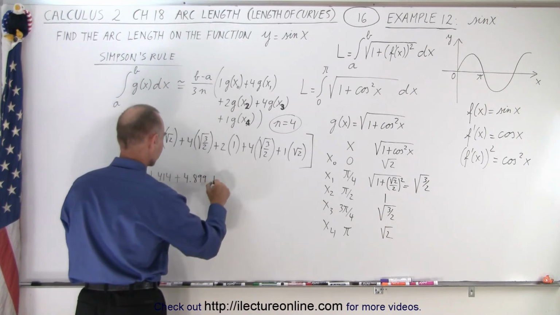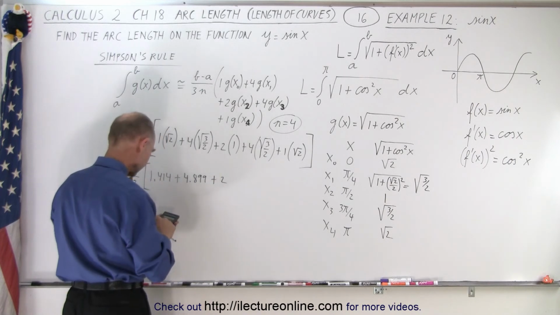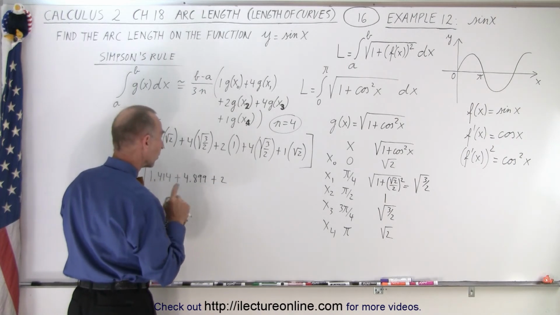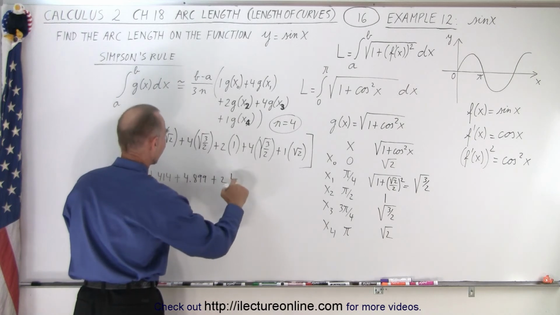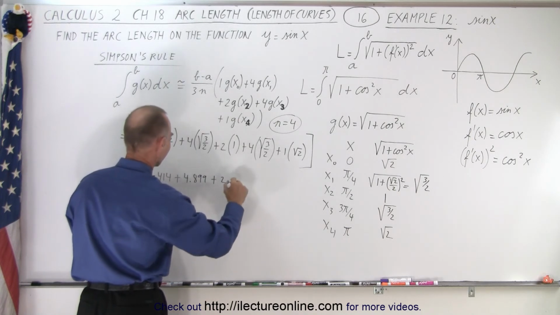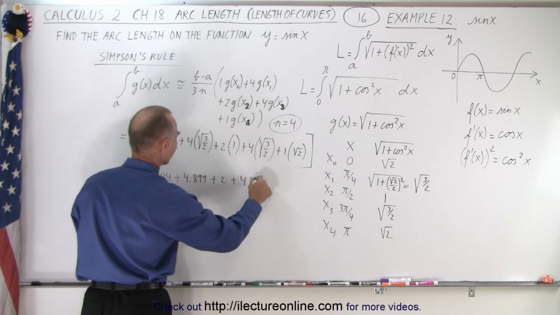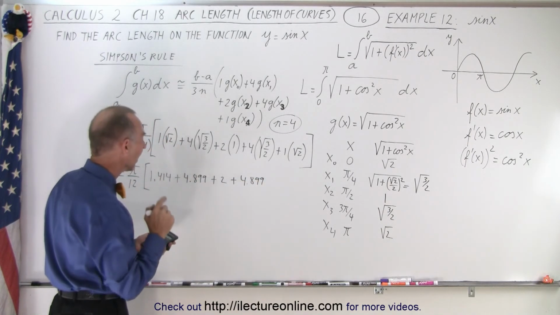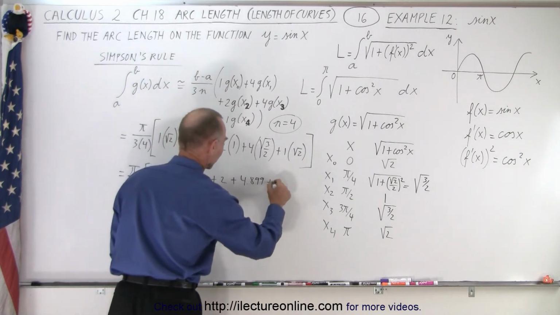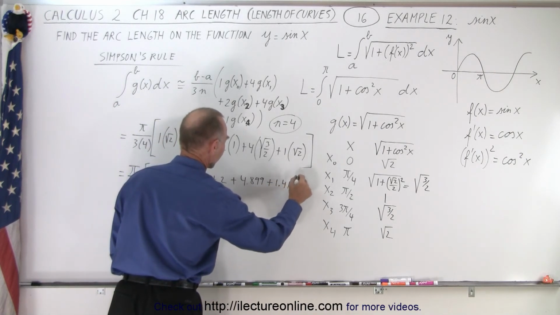Plus 2, equals. Plus the same thing again. Plus we have 1.5, take the square root, times 4. Yeah, I really didn't need to calculate it. It's 4.899, you're right. But I need it in my calculator so I can add it up. Equals. And then plus the square root of 2, so plus 1.414.